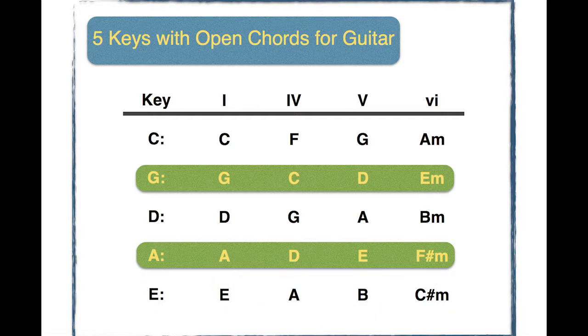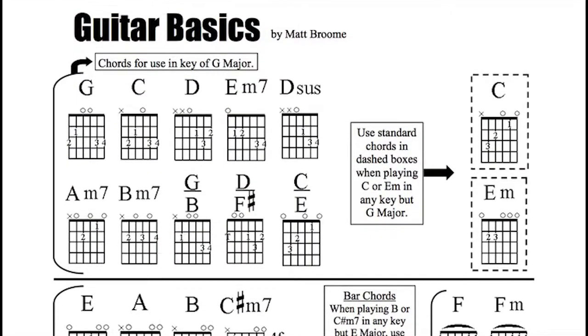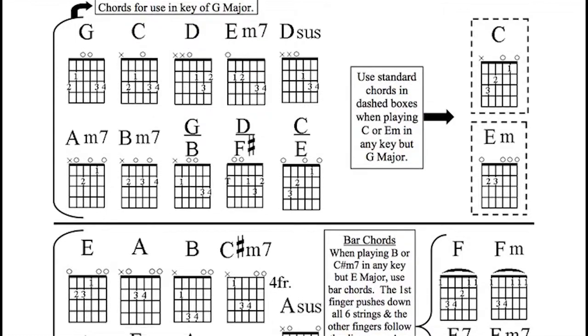As you scan through, you'll notice that even these 5 keys include some chords that would typically be barred, such as B minor, B, C sharp minor, and F sharp minor. However, when playing in particular keys, you can use cheater chords or added tone chords to allow at least a couple strings to ring open. Again, you can refer to the Guitar Basics document on our website for more specific chord diagrams.